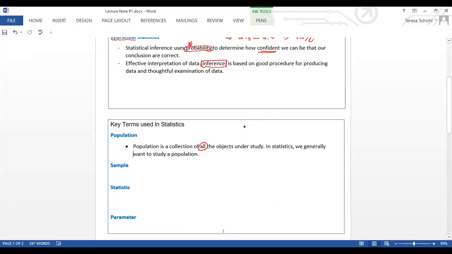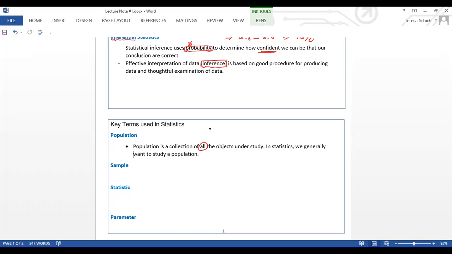So if you say, hey, I want to see all the college students in the Dallas area, then your population is pretty big. That will be all the college students in the Dallas area. Now if you say, I'm only interested in the students from the University of Dallas, to see their average GPA by the time they graduate, then your population shrinks to the University of Dallas.